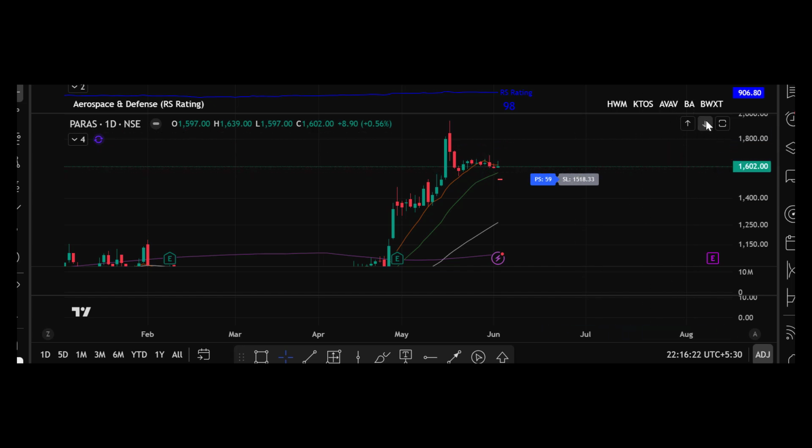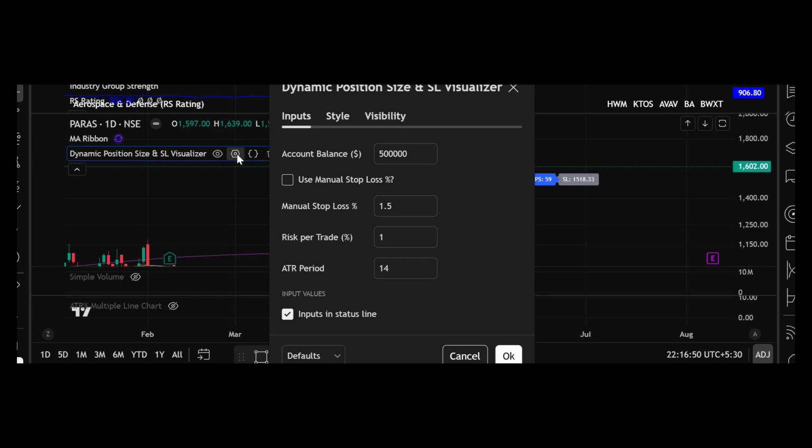So let me show you once as well. Here you go to the dynamic position size and SL visualizer, and open the settings button. The account balance is set as 5 lakh, not 1 lakh, but we can modify it. Let's say I want to put it as 10 lakh. It is mentioned as a dollar, but you can keep the amount in rupees, the calculation will be the same. It is not going to affect this. Risk per trade, I have kept 1.1%. You can modify it. You can keep 0.5%, 0.7%, whatever it is.